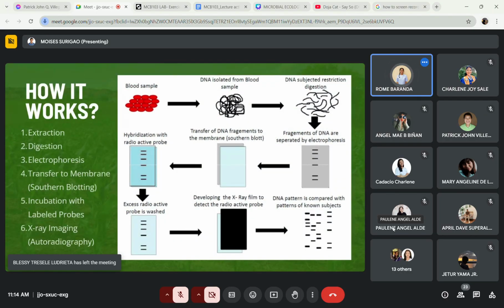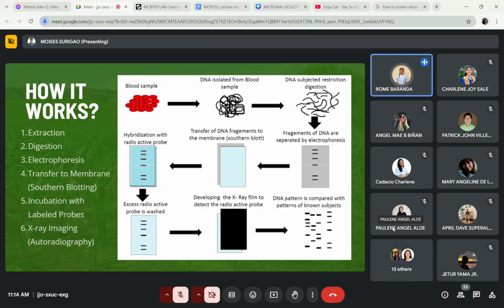Now, how does molecular fingerprinting work? So here's the list of the process. First, we have the extraction. So first dito, we will have to extract the DNA from a biological sample, which could either be blood sample, saliva, hair, or other tissue-containing cells. But here sa figure natin, makita natin is blood sample siya. And then, during extraction process, yung DNA here, ma-isolate siya from the blood sample, purifying it from the rest of the cellular material.